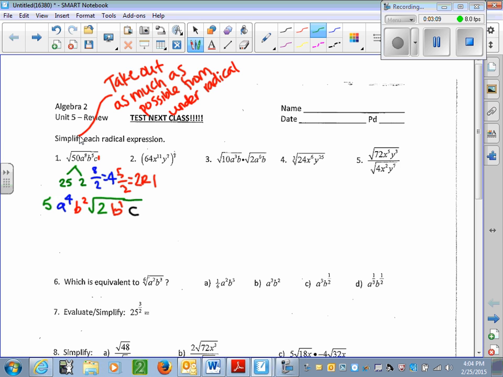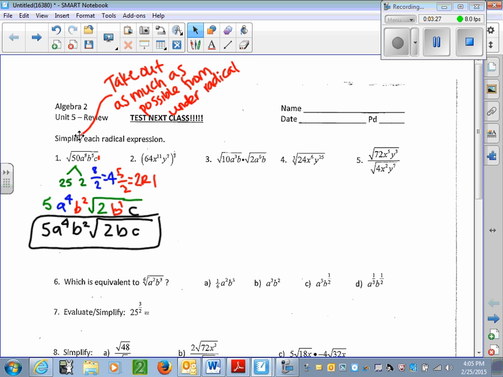Okay, so let's clean this up a little bit and rewrite it so it's easier to see. On the outside I have 5a to the 4th b squared, square root of 2b to the first c. And this is my answer. All right, so let's see, next one.